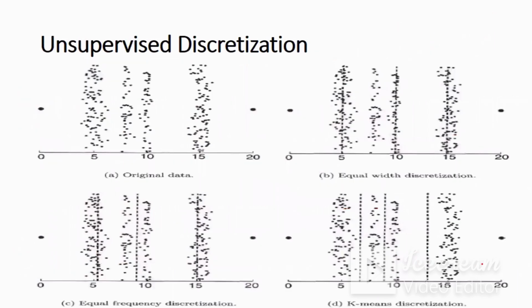So now let us look at an example. This is an example where unsupervised discretization is used. So this is the original data that we have. This original data we are trying to categorize into four categories.